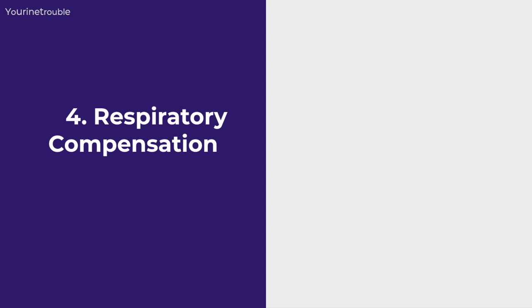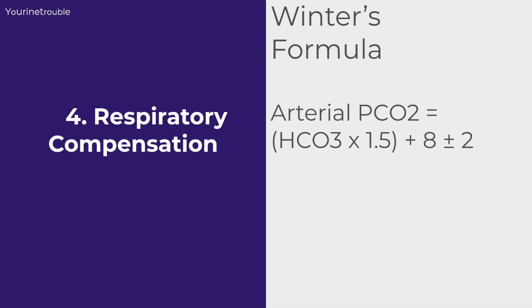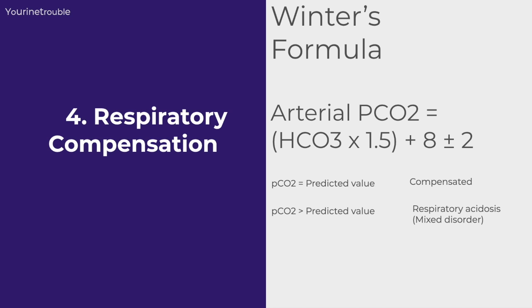Step 4. Respiratory compensation. Use the Winter's formula to calculate the predicted PCO2 by multiplying the bicarbonate times 1.5 plus 8, plus or minus 2. Values greater than predicted represent that there is a respiratory acidosis, a mixed disorder going on. Values lower than predicted indicate that there's an additional respiratory alkalosis.